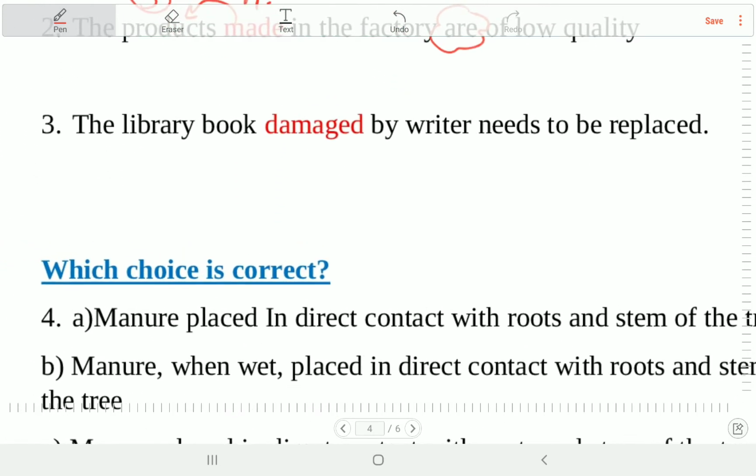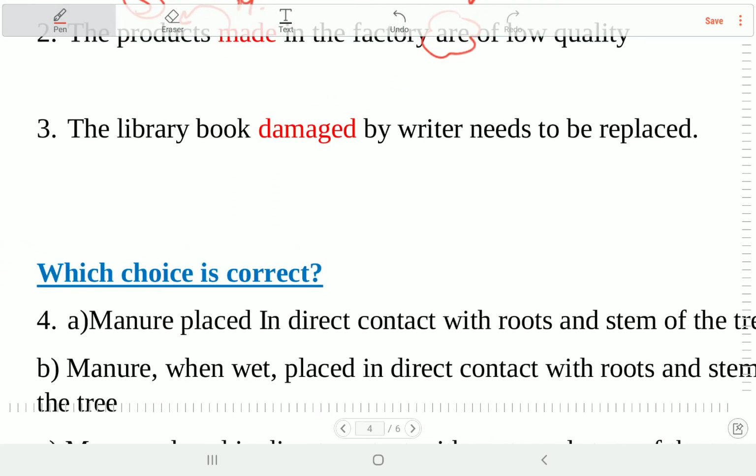Now the last one. The library damaged by writer needs to be replaced. Damaged, it's a verb? Actually no, it's a modifier. Again, you are modifying the book. So where is the verb? Needs is the verb for the book.